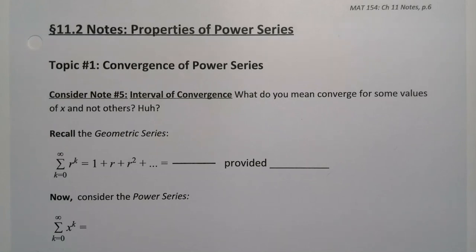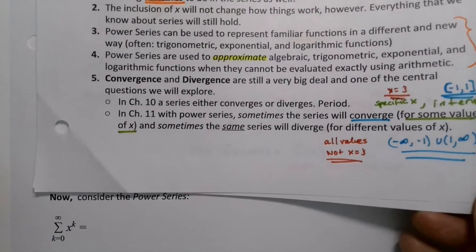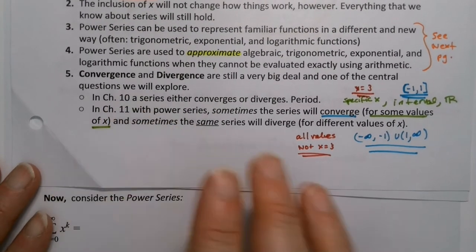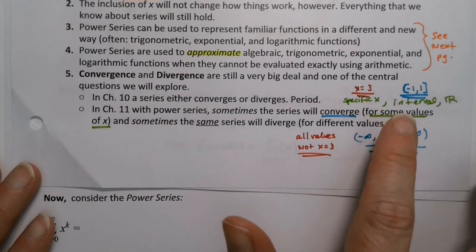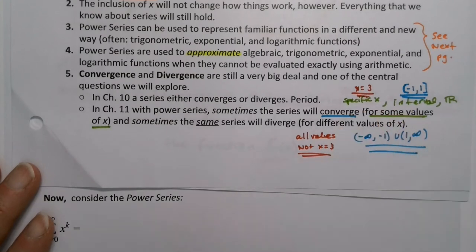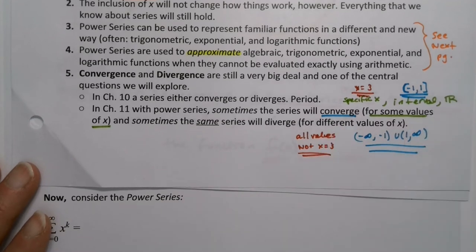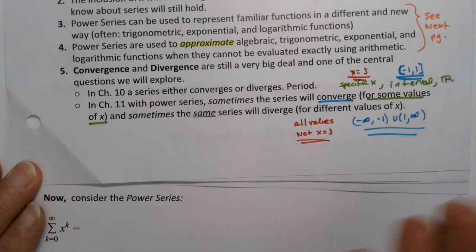In section 11.2, we want to explore power series a bit more. And the first topic we're interested in is expanding more on note number 5, which was talking about convergence and divergence and how we could perhaps get an interval for convergence, or maybe it'll be just a specific value, or maybe it'll be all real numbers. We want to see what that would look like. So that's what we're going to do.